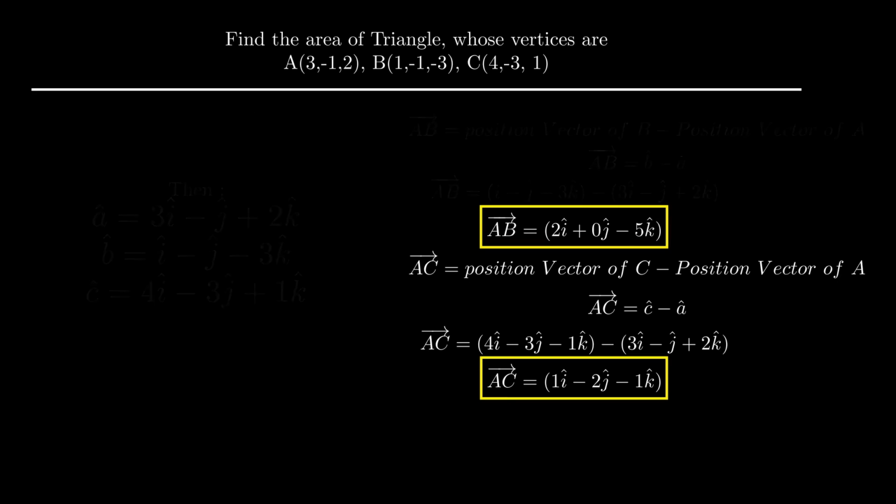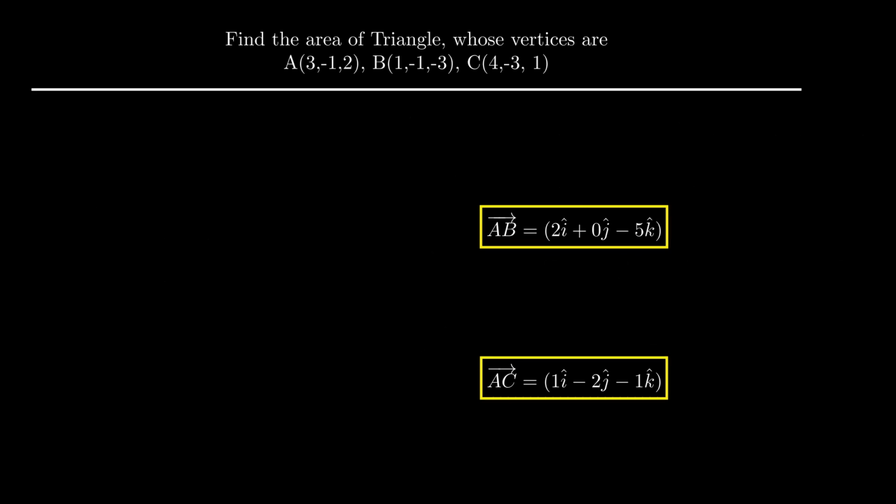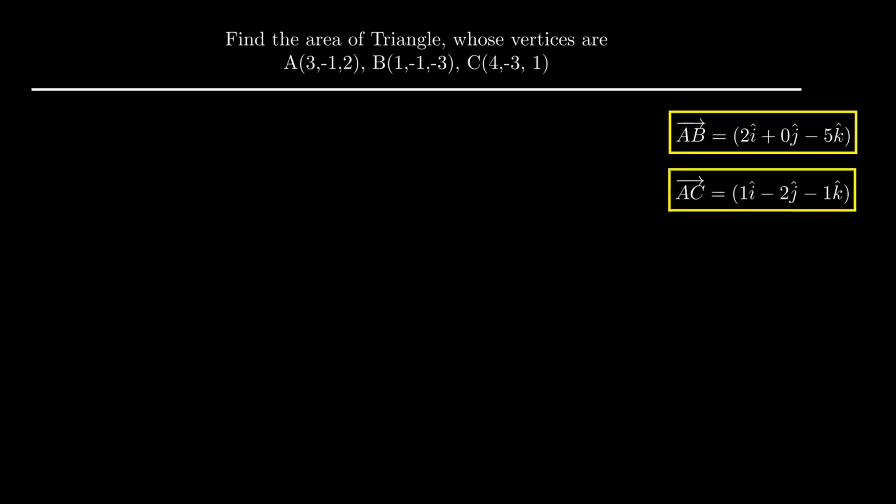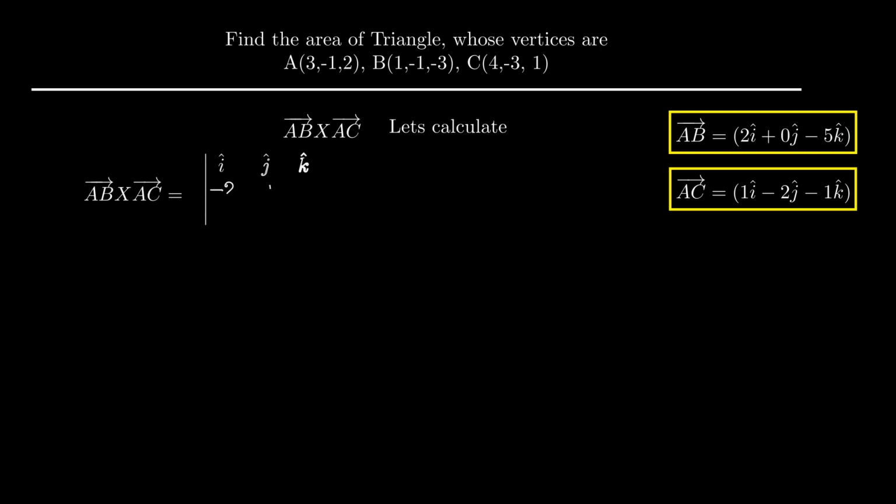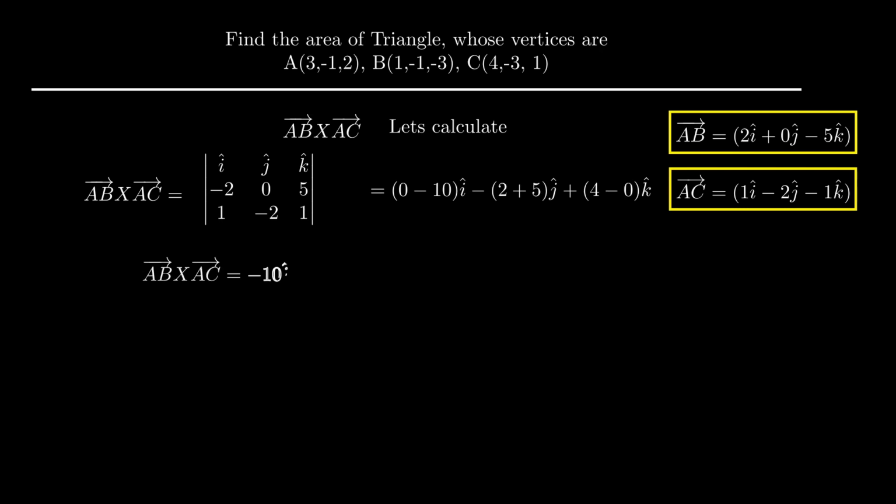Now to get the cross product of AB and AC, let's represent it in matrix form. The cross product of this gives us 10i minus 7j plus 4k. The magnitude of AB cross AC will be the square root of 165.